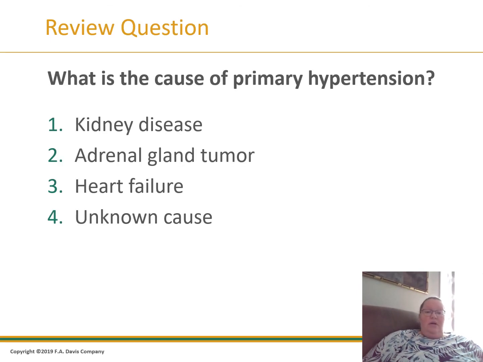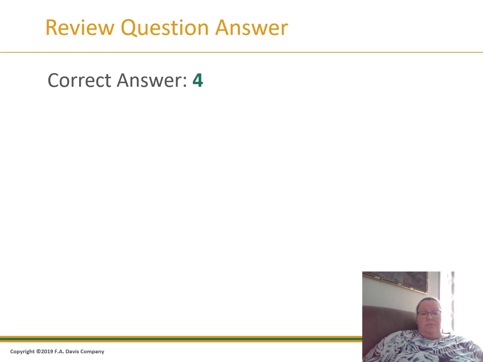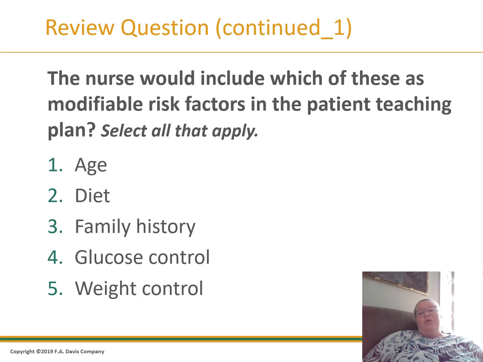Excuse me. What is the cause of primary hypertension? Kidney disease, adrenal gland tumor, heart failure, or unknown cause? The answer is 4. We don't know why primary hypertension occurs. The nurse would include which of these as modifiable risk factors in the patient teaching plan. Select all that apply. These things are things we can do. Diet, glucose control, and weight control. So 2, 4, and 5.